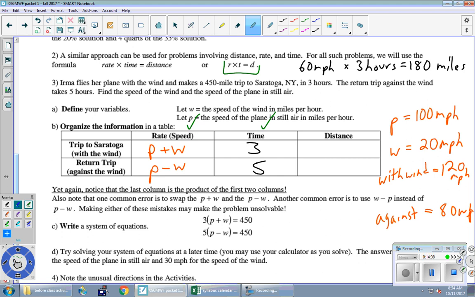So it's kind of interesting that we can solve a really wide range of problems using the same format: multiply the first 2 columns and get the last column, for different reasons. Okay, so then here I will put 3 times (P plus W), throw that in parentheses, and then 5 times (P minus W).